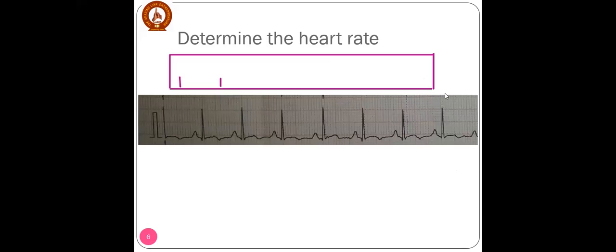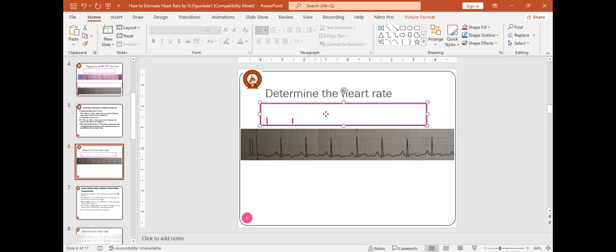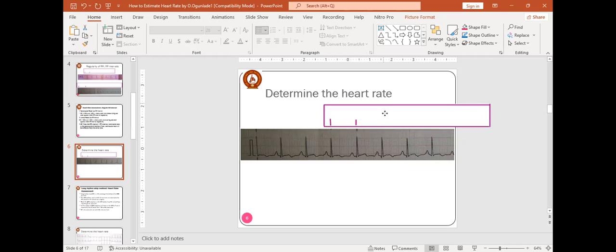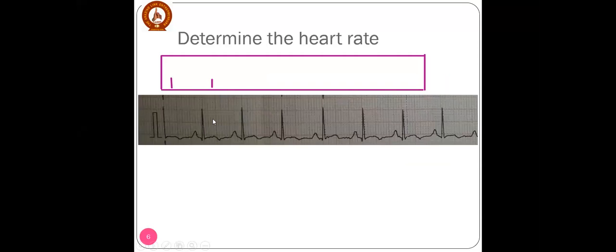For this panel, let's see if it is regular. You get the mark points and compare. It is regular, so you can use the formula 300 over X. Looking at the RR interval, how many big squares are within it? 1, 2, 3 big squares. So that will be 300 over 3, which gives us 100 beats per minute.